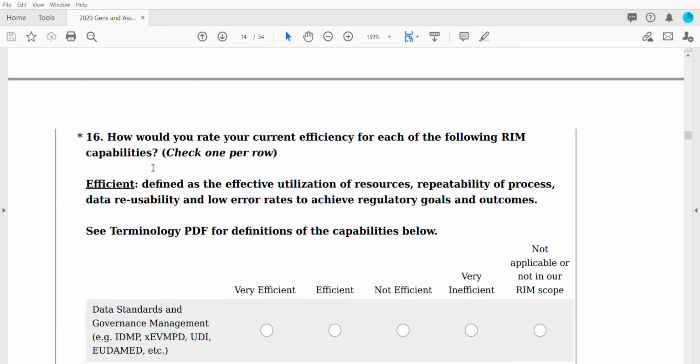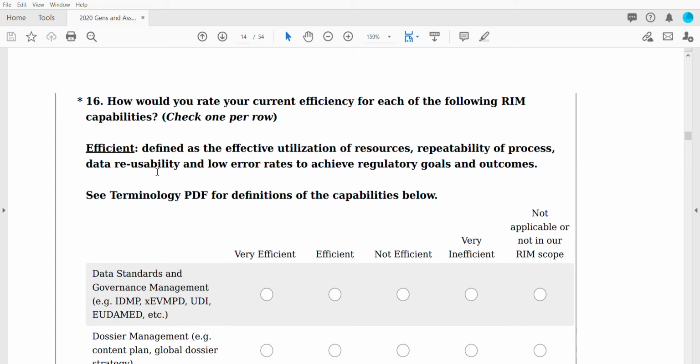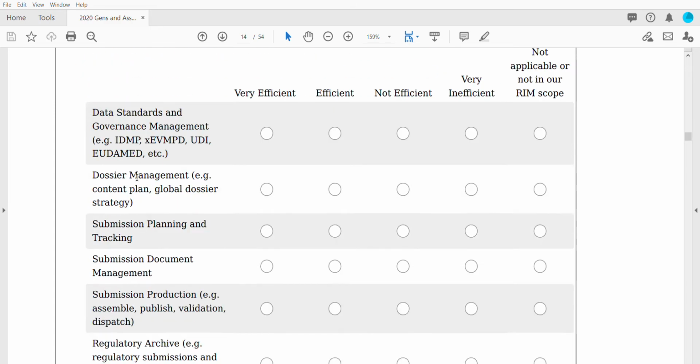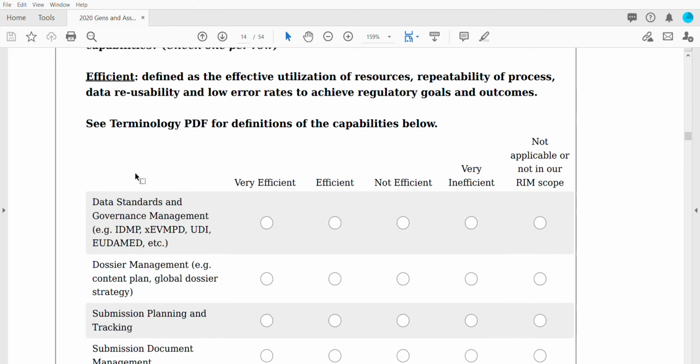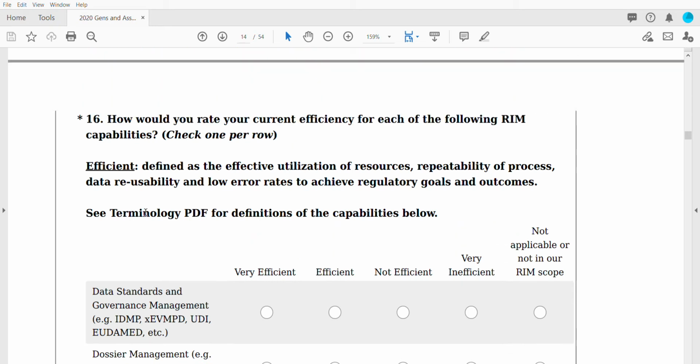So let's get started. The first question we'd like to highlight in this section gets into the list that you've probably seen in other sections of the survey. It's the RIM capabilities, along with we added data standards and governance management. With any question, 2 things here are very important. If there is a definition, look at it very closely. In this, where the question is about current efficiency, we have a definition defined as effective utilization of resources, repeatability of process, lower error rates, etc.